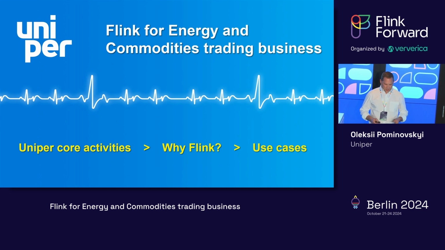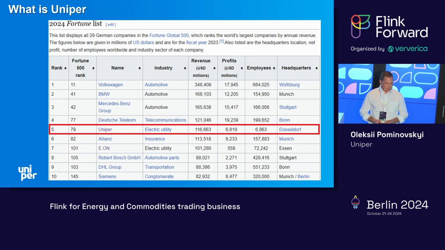So let's start with the company itself. What is Uniper? Uniper is the number 5 biggest company in Germany, as for the revenues, as for the result of the previous year. It operates in the energy domain, and headquarters are located in Düsseldorf. You shouldn't be confused by the industry statement here. It comes from electric utility, but Uniper is not just a power station or power stations, it's much more than that.